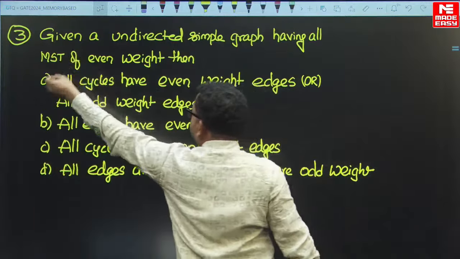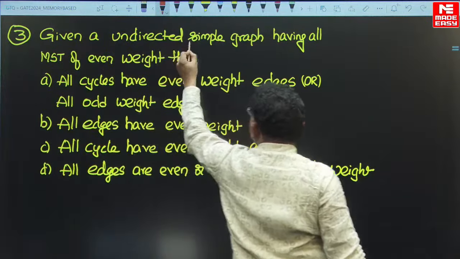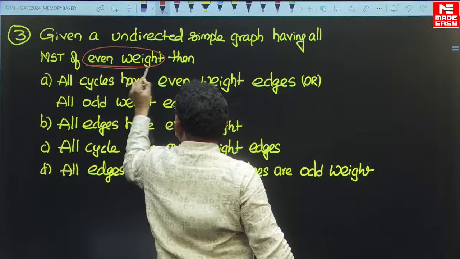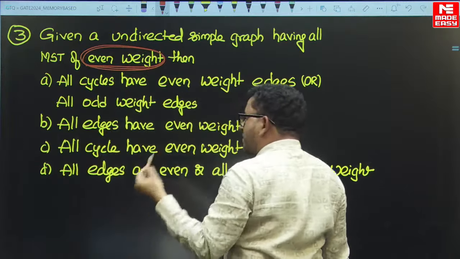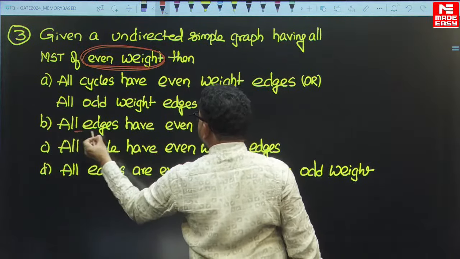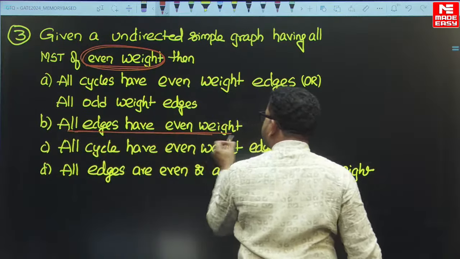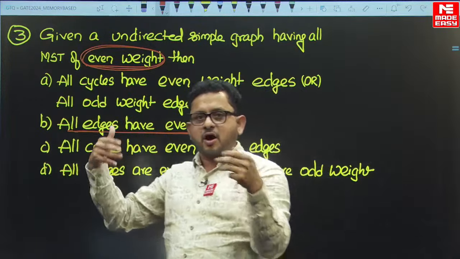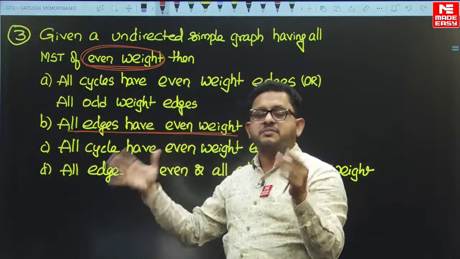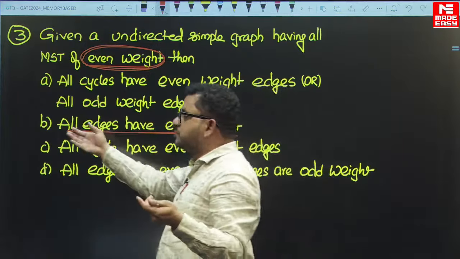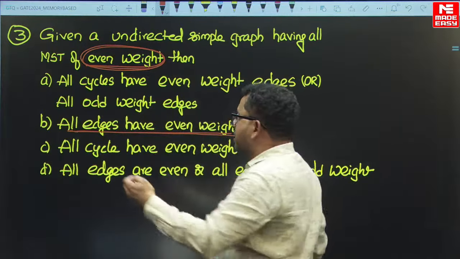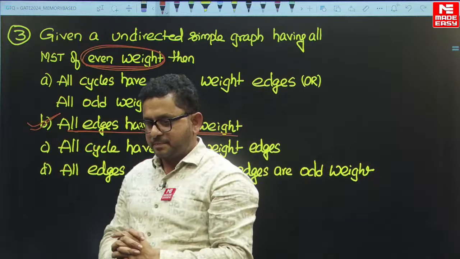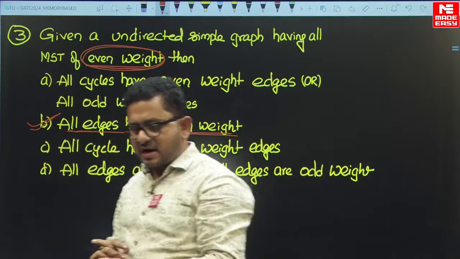According to this given question, given an unweighted simple graph, all MSTs should be even weight. To make all MSTs even weight, all weights should be even weights. Because an MST consists of n minus 1 edges which do not form a cycle, the summation of all n minus 1 edges should become even. That is possible if all edges are even. So according to this given data, the answer should be B.